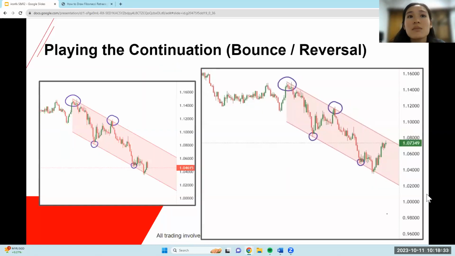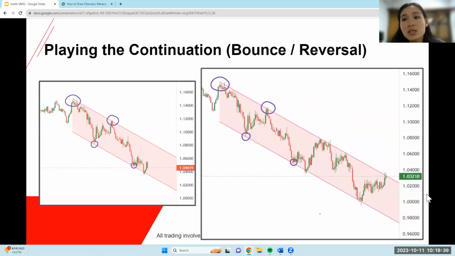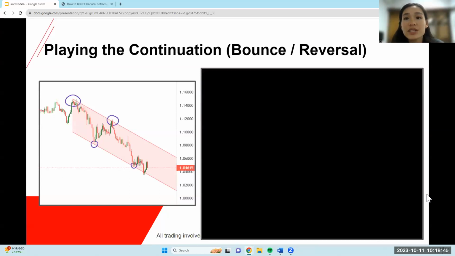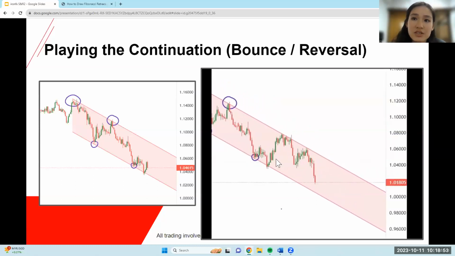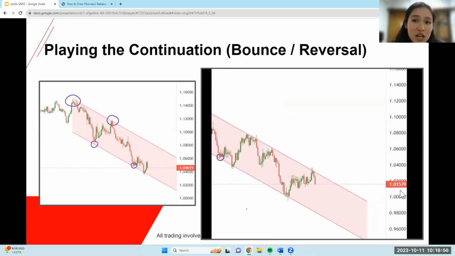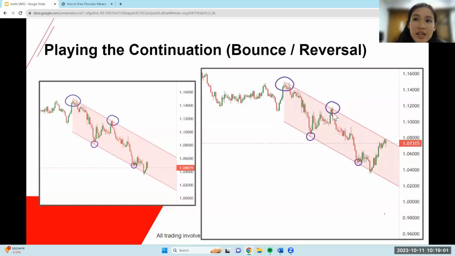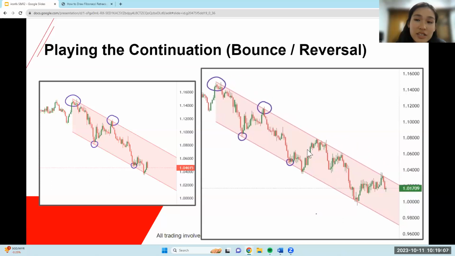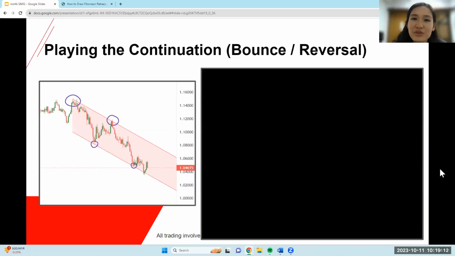Okay, next, another example, but in this case, it's a downward trend channel. Same thing, we are looking at playing the continuation. Bounce or reversal refers to price bouncing off the sides of the channel, which you can see over here. And it happens multiple times in this chart. If you were to put your entry over here, I made a buy entry to this trend channel here, and then you did that a couple of times, you would have made a lot of profit.